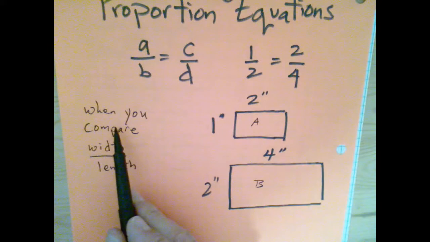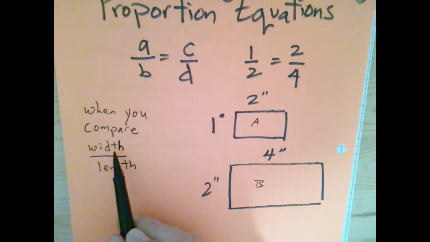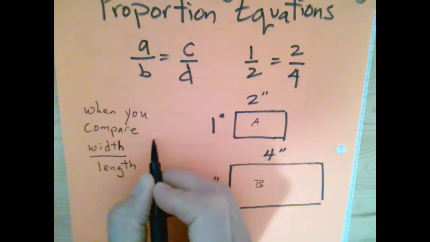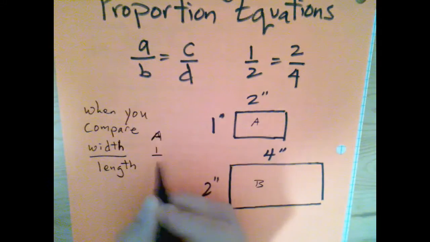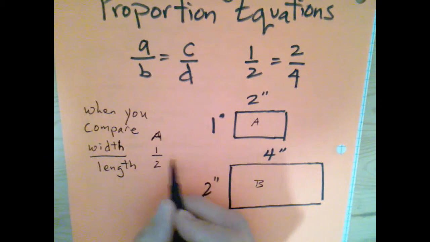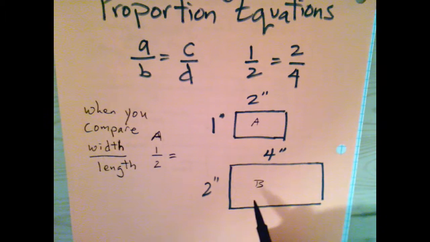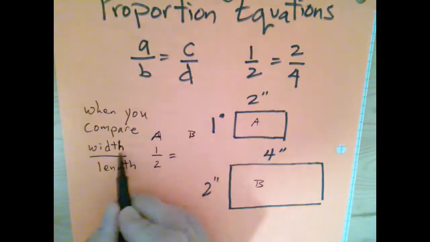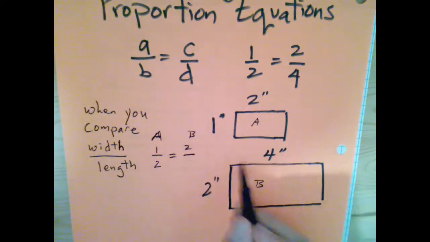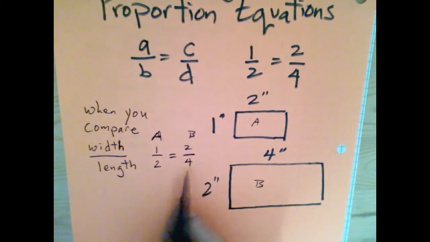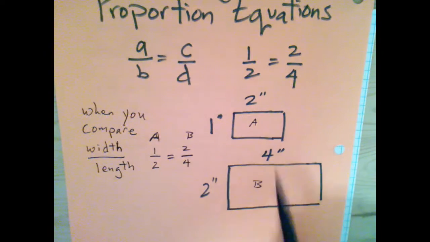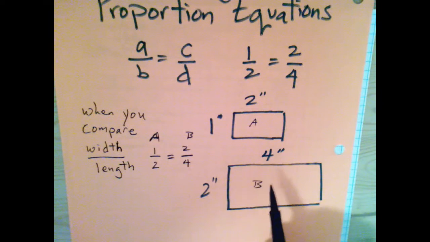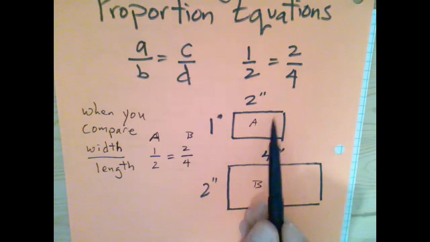And when we compare the ratio of the widths to the lengths in both rectangles, A's width is 1 and its length is 2. When we compare that to B's width is 2 and its length is 4, we see that these are equivalent because we could reduce this 2/4 to 1/2. We can make 1/2 equivalent to 2/4. We're not saying that the rectangles are identical. What we're saying is the ratio of the width to the length is the same.